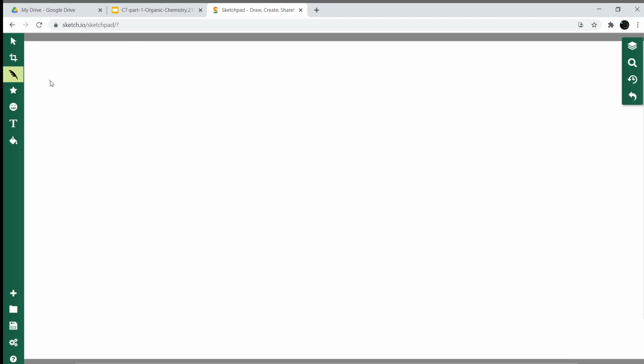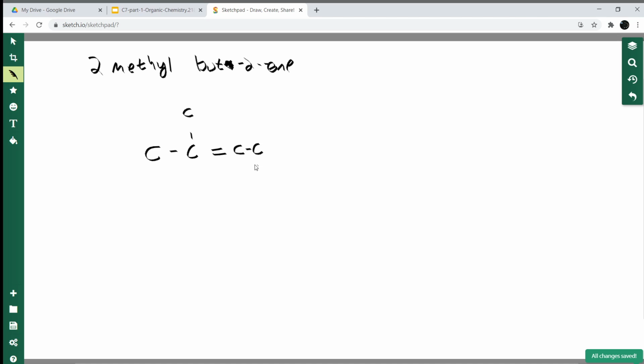and we have 2-methylbutene. Okay, this E should not be there. All right. So, 4 carbons. We have 1 methyl group, and we have a double bond between the two. All right.